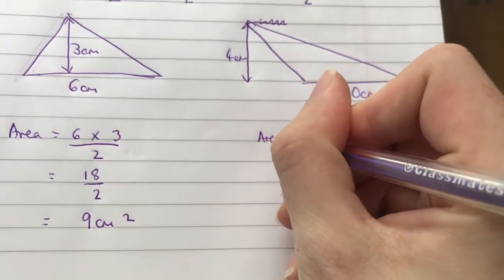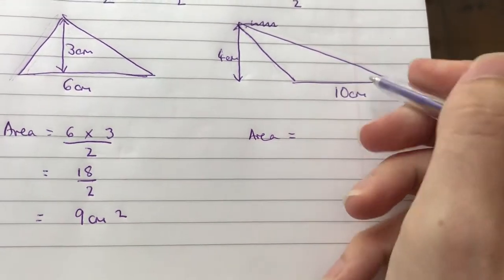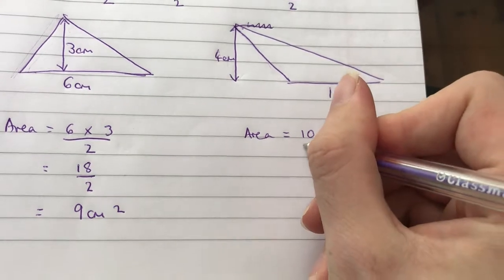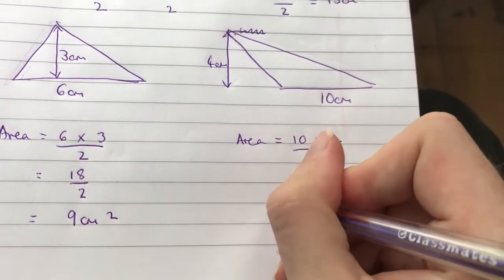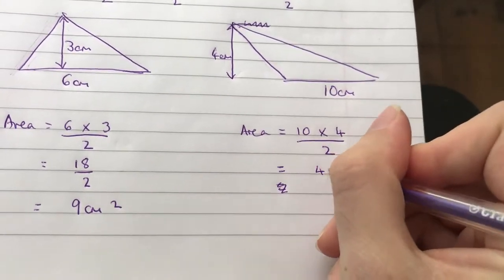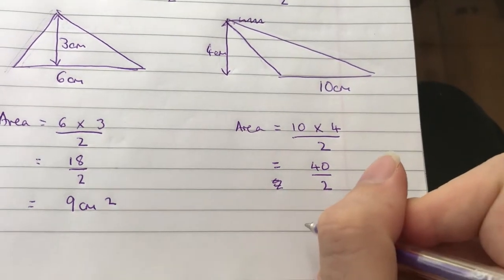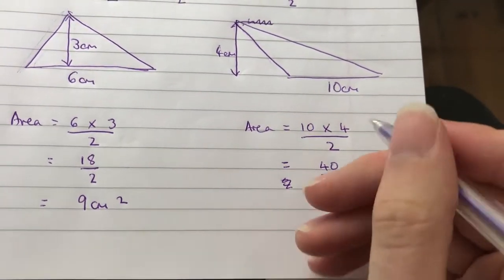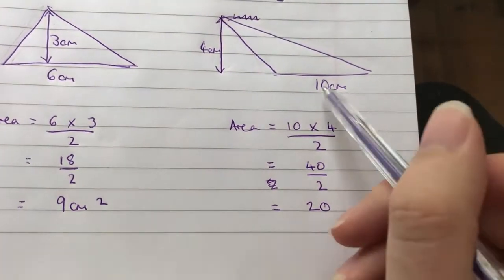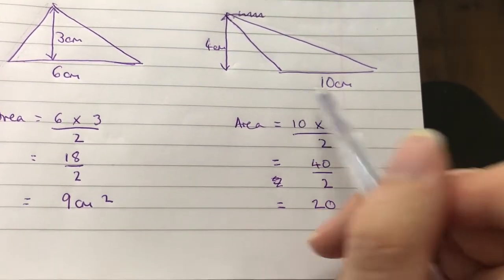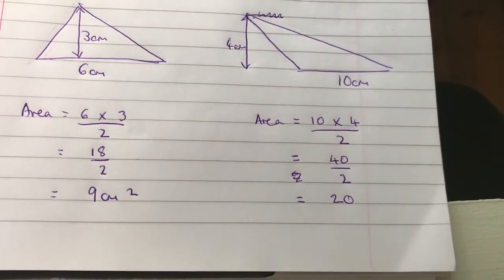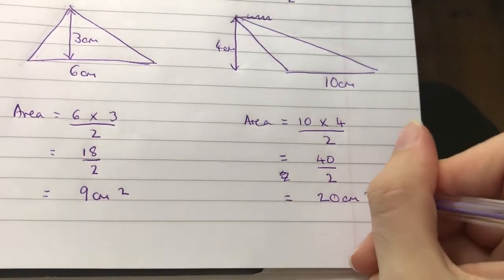So area equals base, which is 10, multiplied by height, which is 4, divided by 2. So let's do that. 10 times 4, what's 10 multiplied by 4? That is 40, divided by 2. 40 over 2, same as 40 divided by 2 as we just said. So 40 divided by 2 equals 20. And our units for the sides were centimetres, and so, what would our units be for the area? They would be centimetres squared.